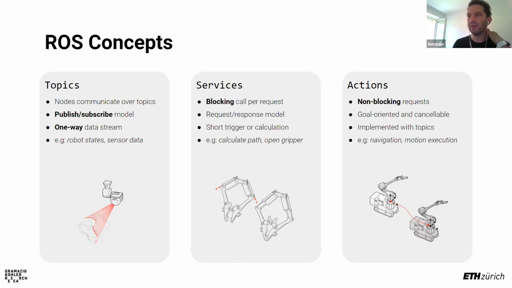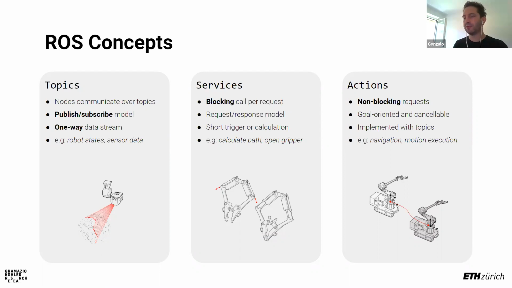A topic is unidirectional, a one-way data stream. So for example, you have a sensor and that sensor will just push data into the system. You just send data. You don't care about who's listening. As a topic publisher, you just send data. It basically follows a publish and subscribe model where the publisher doesn't need to know about the subscribers, and as long as data types match, then it's all fine.